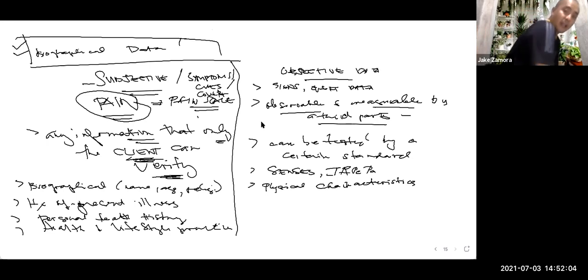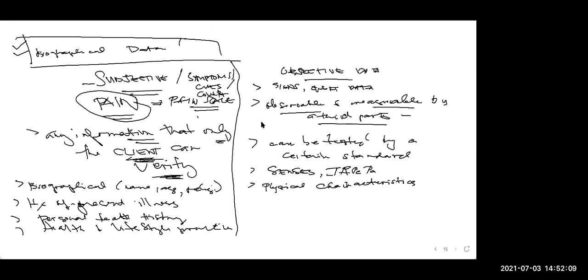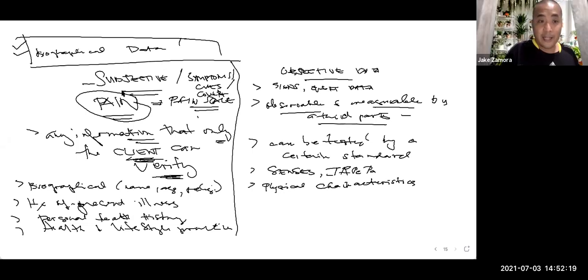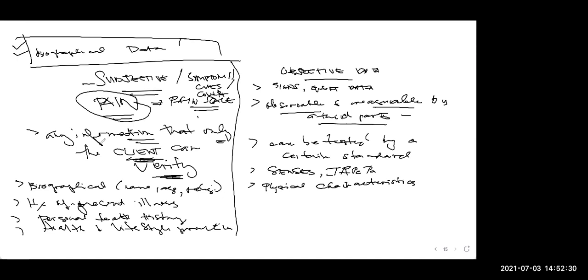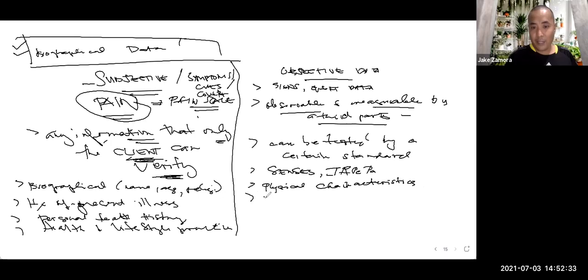Halimbawa, nakita nyo, nakaganyan siya. Hindi na makatayo, nakaganyan lang siya. Is it subjective or objective? Objective po, sir. Objective kasi makikita nyo, madi-describe nyo yung posture niya. Not only the client can actually verify that, but you also, as a third party, as a medical practitioner or healthcare provider, you can also observe it. Body functions. It's also included here, body functions.